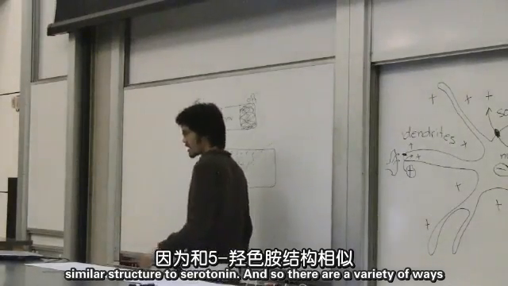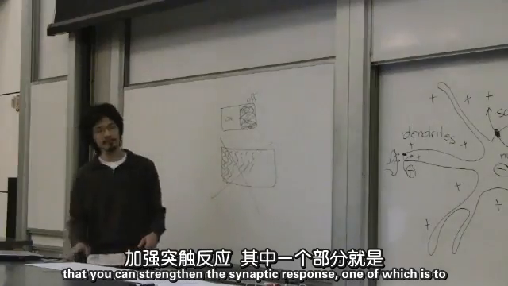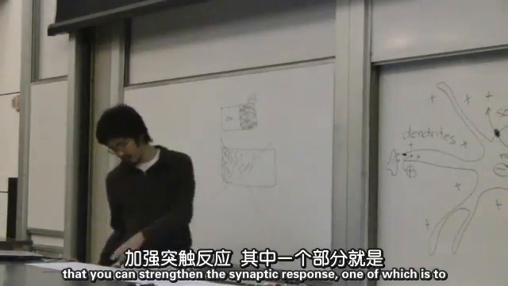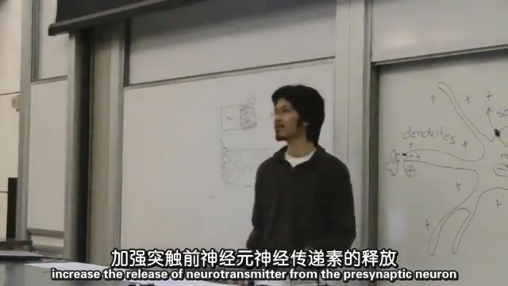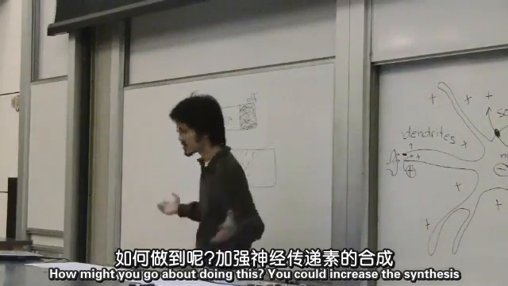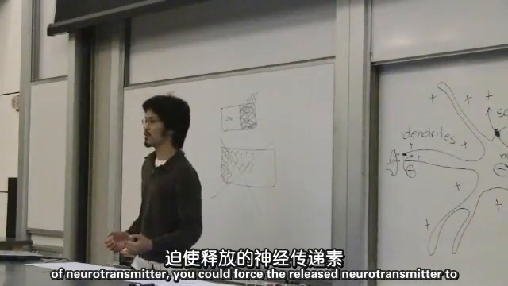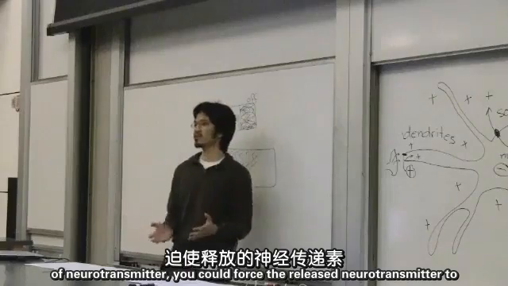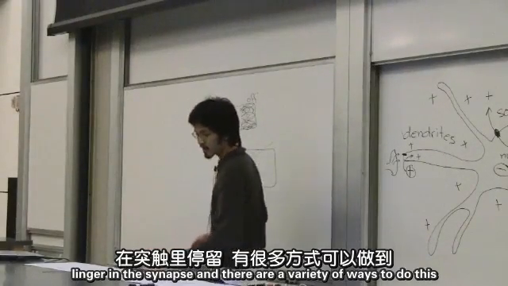And so there are a variety of ways that you can strengthen the synaptic response, one of which is to increase the release of neurotransmitter from the presynaptic neuron. How might you go about doing this? You could increase the synthesis of neurotransmitter. You could force the released neurotransmitter to linger in the synapse. And there are a variety of ways to do this.